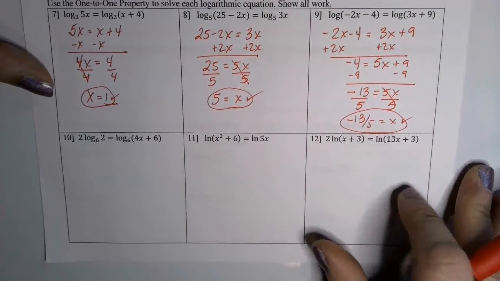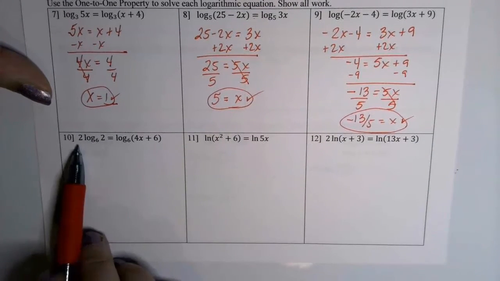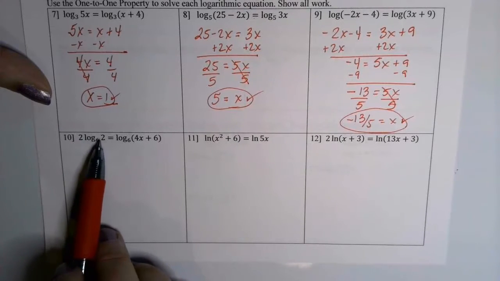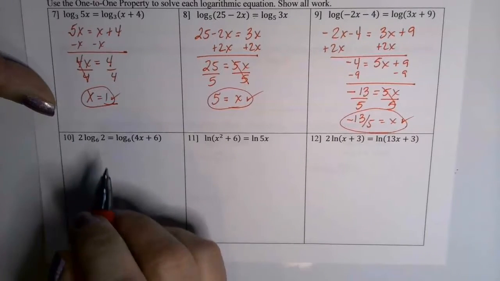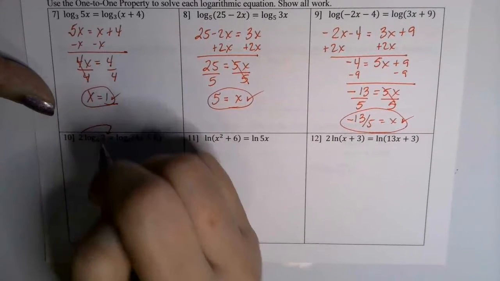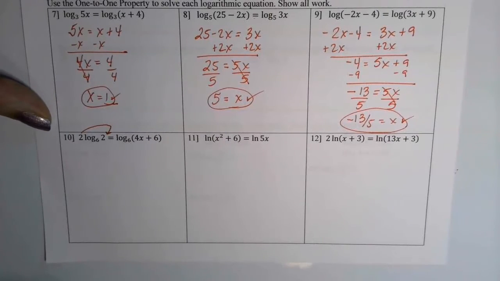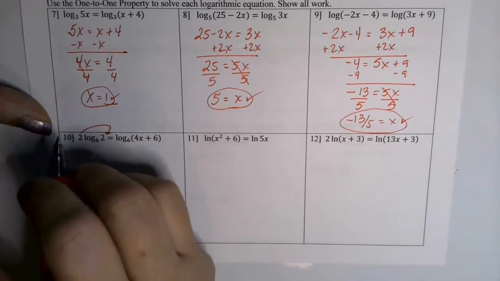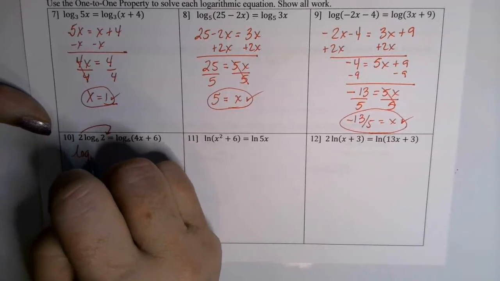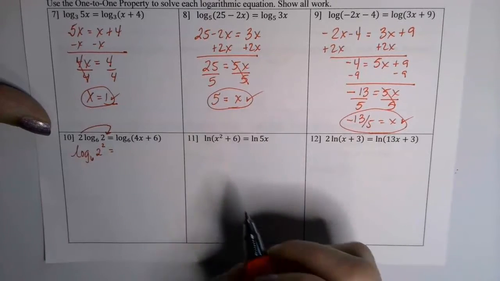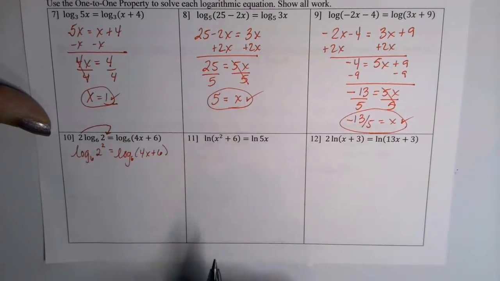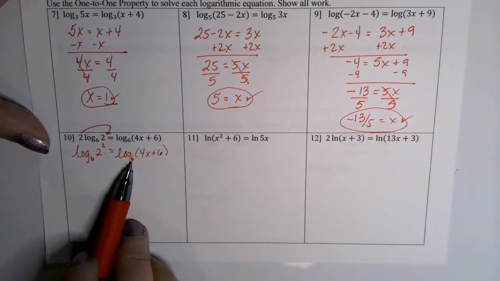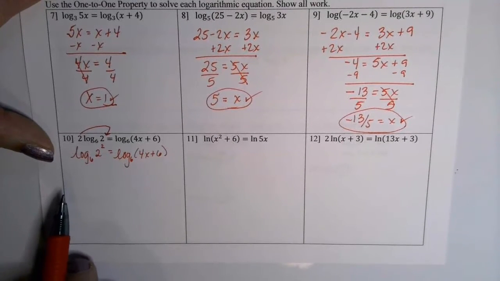Okay, in number 10, it's a little different because instead of one log equal to another log, we've got 2 times log base 6 of 2 equal to log base 6 of the quantity 4x plus 6. So we're going to start by using the power property in order to move that coefficient up to the exponent on the argument of the log. So then we'll have a log base 6 of 2 squared equal to the log base 6 of the quantity 4x plus 6. Now we've got one log equal to another log of the same base, and we can apply the one-to-one property to solve the logarithmic equation.